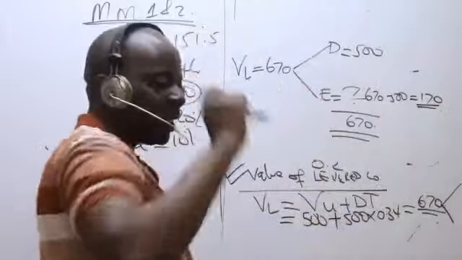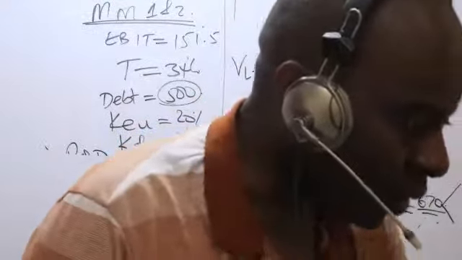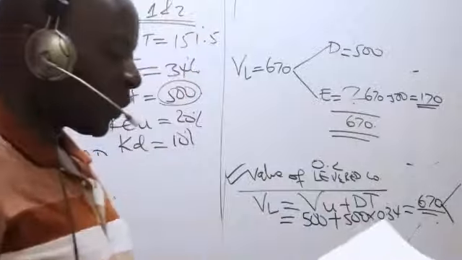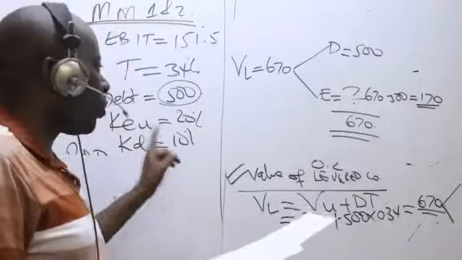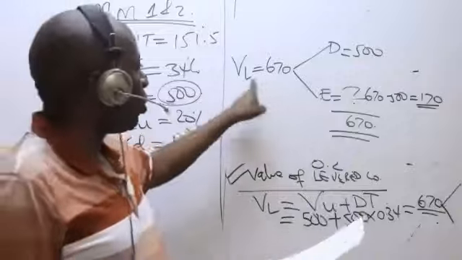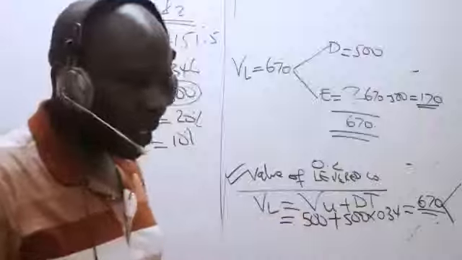That is the first thing that you needed to have done in this question. So what is the value of the levered firm's equity? That was the question. So the value of the levered firm's equity is 170.